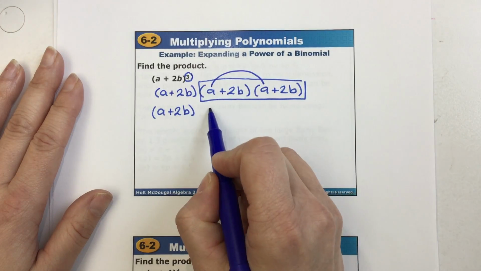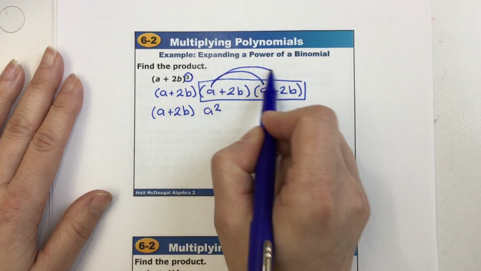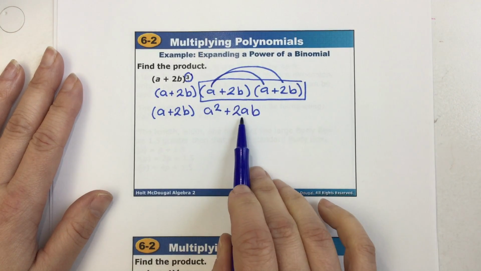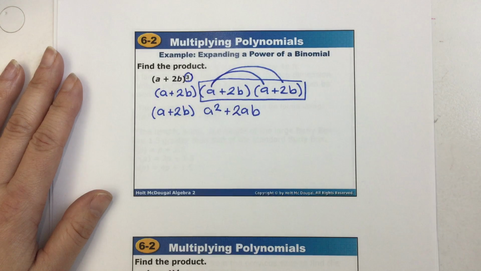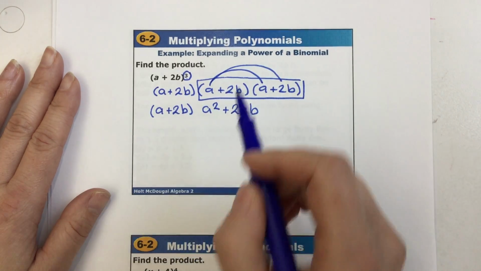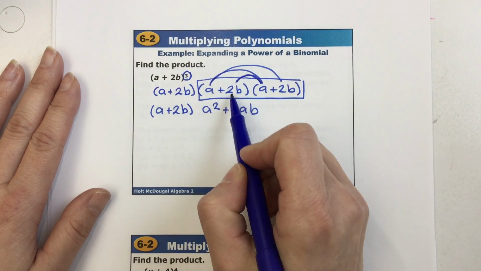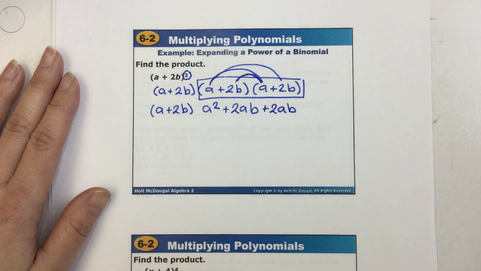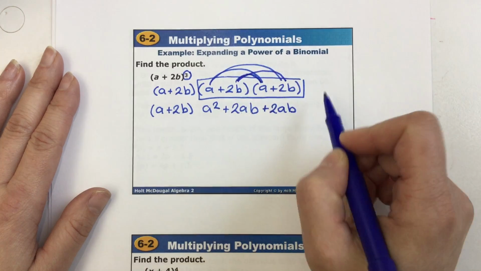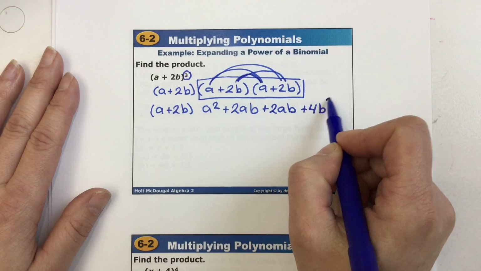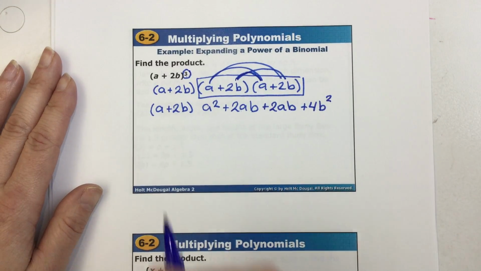A times a would be a squared. A times 2b would be 2ab. And again, notice when you have a term that contains more than one variable, you have to make sure that the variables are written in alphabetical order, which is why the a came before the b. When I multiply the middle, 2b times a is 2ab. Again, the a would have to come before the b. Finally, 2b times 2b, 2 times 2 is 4. This has a b, this has a b, so together it's b squared.